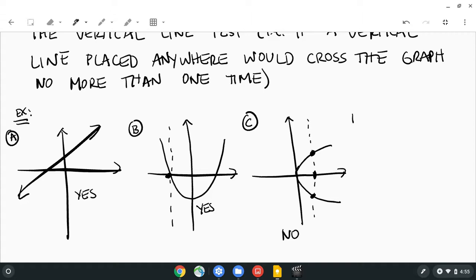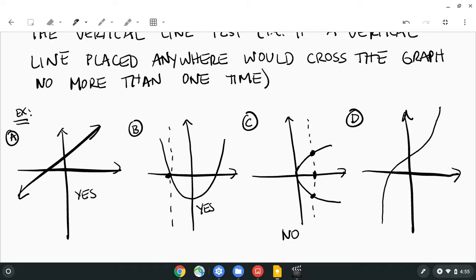Okay, and then the last one. If we have this, again, if you draw a vertical line anywhere, it only crosses at 1 point, not 2. So that means this x value gets mapped to only 1 y value, as opposed to this here gets mapped to 2 y values. So this one is a yes. All right, so that's how you figure out whether or not something represents a function.